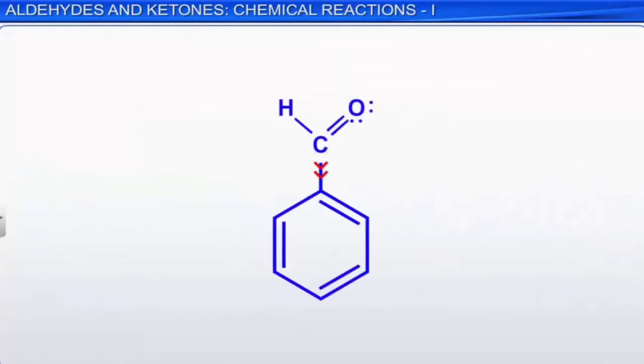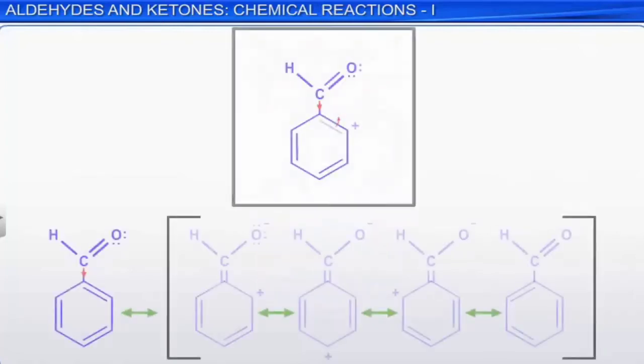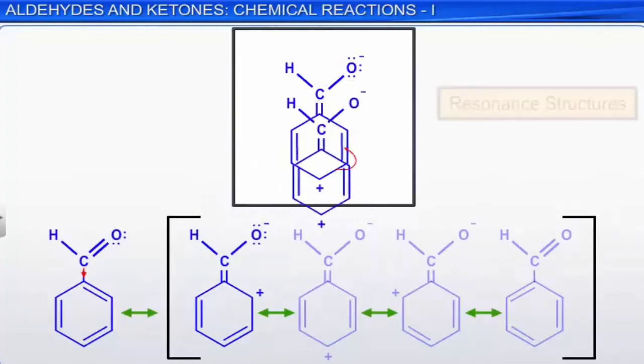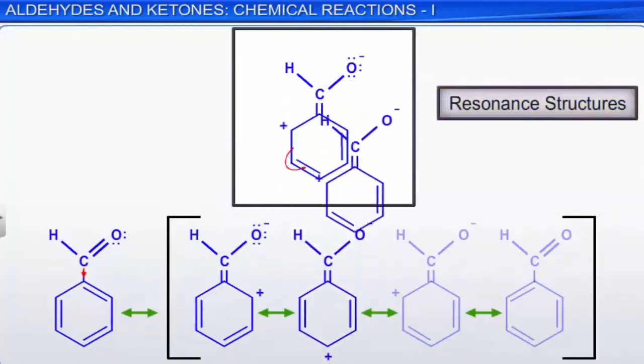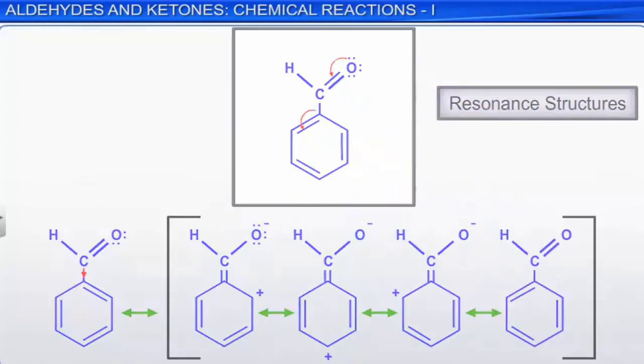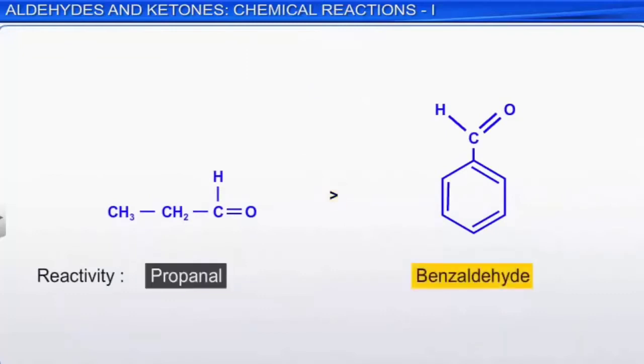An aryl group has an electron-withdrawing inductive effect, so it is expected to destabilize the reactant and speed up the reaction. However, it seems to stabilize the reactant even more by resonance, and thus decreases the reactivity. Thus, propanal is more reactive than benzaldehyde because the polarity of the carbonyl group is reduced in benzaldehyde as shown.